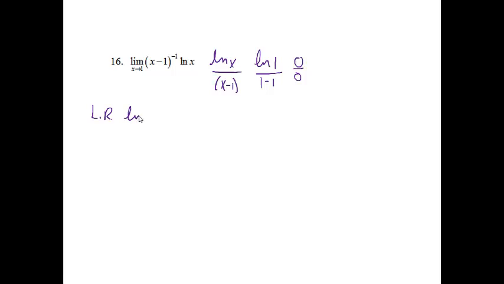So if I use L'Hopital's rule, this will now be the limit as x approaches 1. The derivative of ln x is 1 over x. The derivative of x minus 1 is 1. And then from here, if I go ahead and plug in 1, I'll get 1. So my answer is 1.